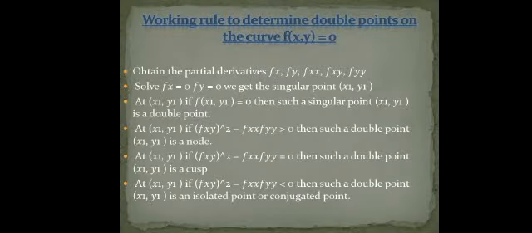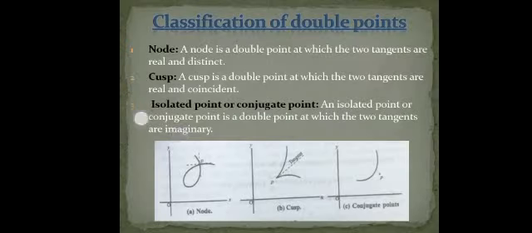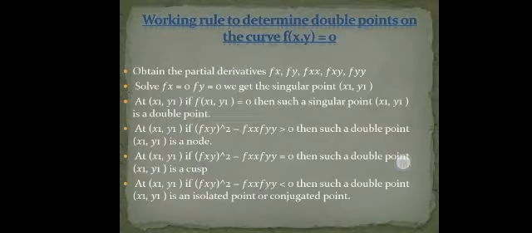Now there are some working rules to determine double points on the curve f(x,y) is equal to 0. First, obtain the partial derivatives fx, fy, fxx, fxy, fyy. Now solve fx is equal to 0, fy is equal to 0. After solving, we'll get the singular points (x1, y1). Now if f(x1, y1) is equal to 0, then such a singular point (x1, y1) is a double point.